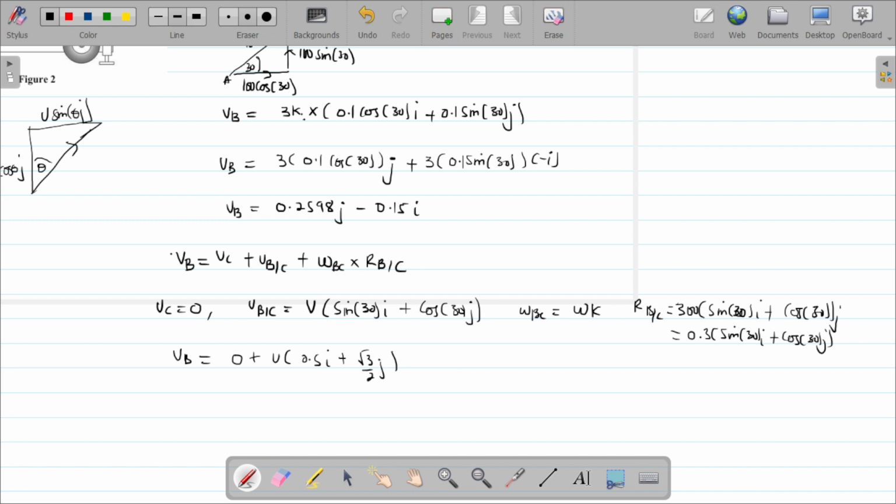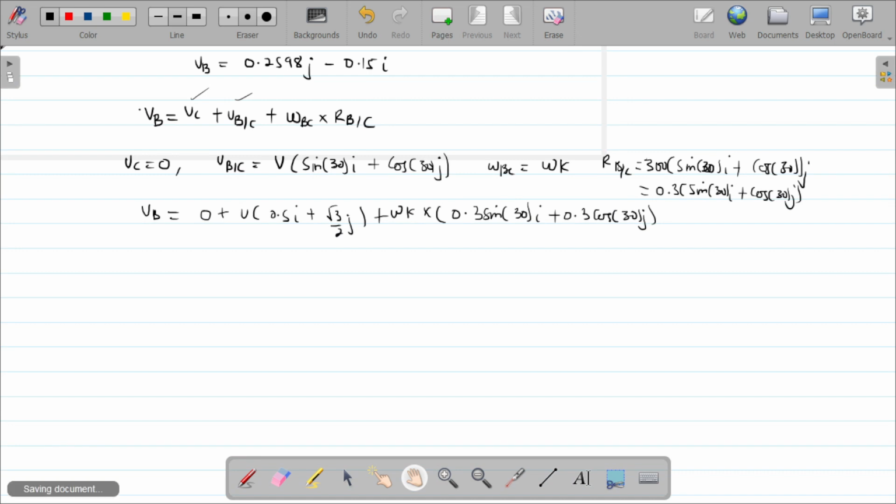So we have done substitution for this, we have done for this, left with this, so plus omega k cross 0.3 sine 30 i plus 0.3 cos 30 j. Okay, so real quick, let's simplify this and see what we have.